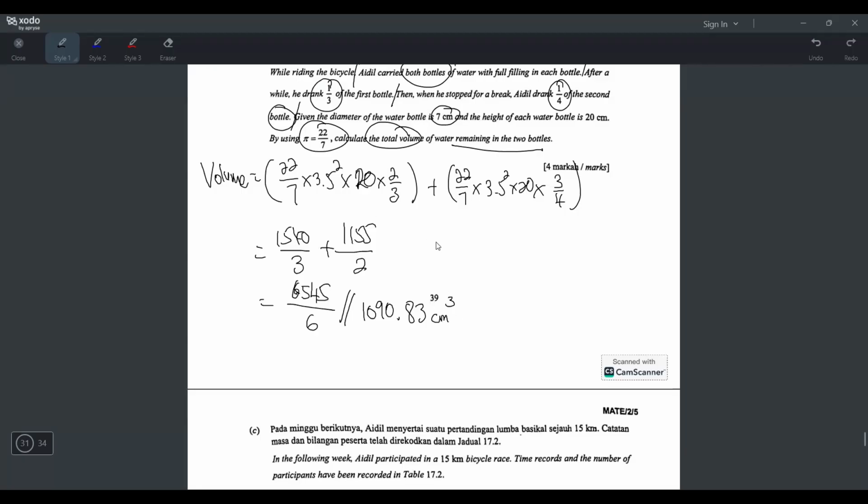Not many people know this: the cm cube is ml. So if I say 1090.83 cm cube, it is the same as saying 1090.83 ml. It means 1 cm cube is 1 ml. Not many people know this, but it's important to know. So I tell you now. All right, so hope you understand.